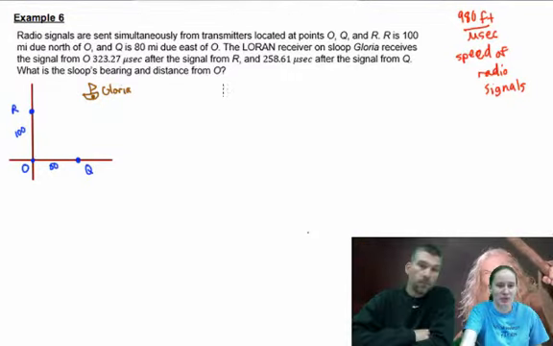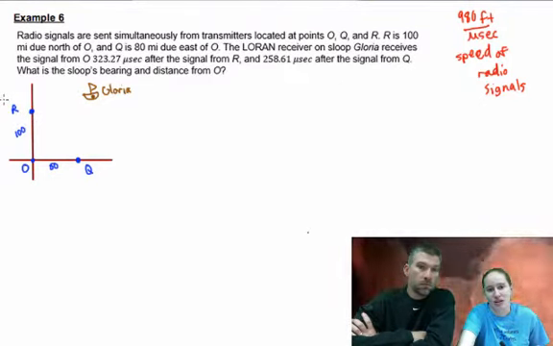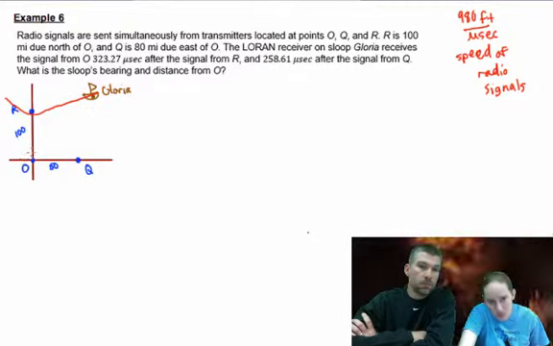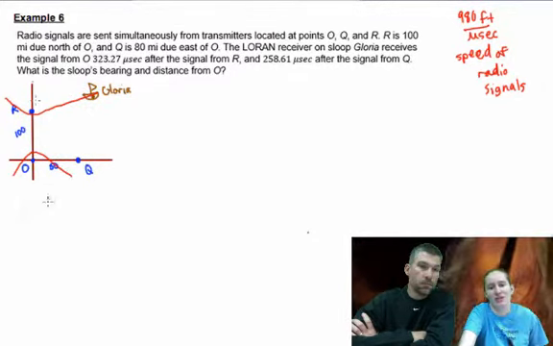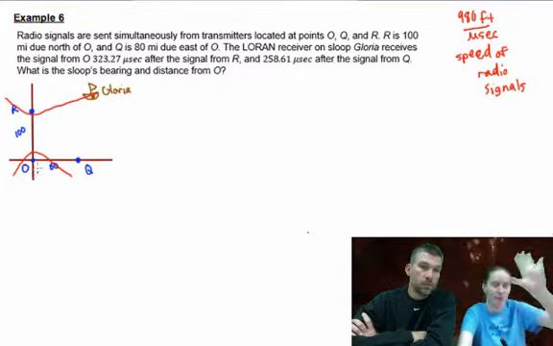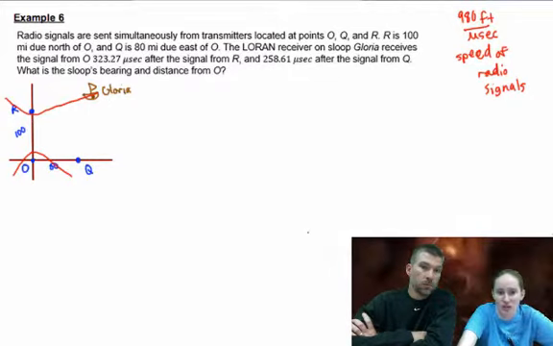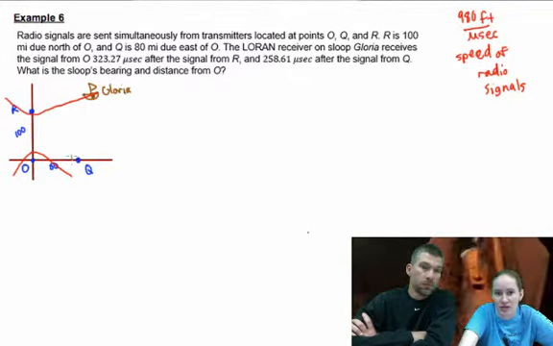So what we're basically doing is we're going to put a hyperbola here. We've got this hyperbola, and I realize those aren't perfectly symmetrical. We've got one hyperbola facing this way, and that's the path the radio signal takes to get to Gloria. And then we've got another radio signal going this way.